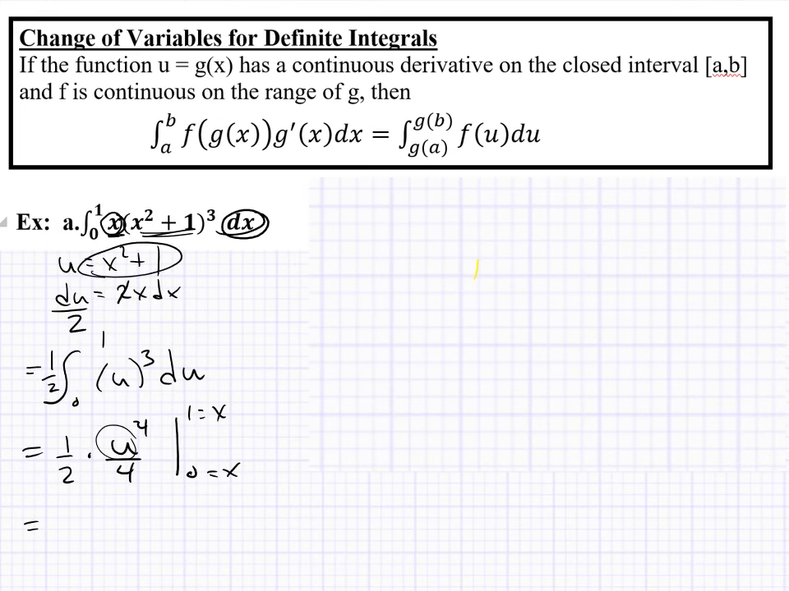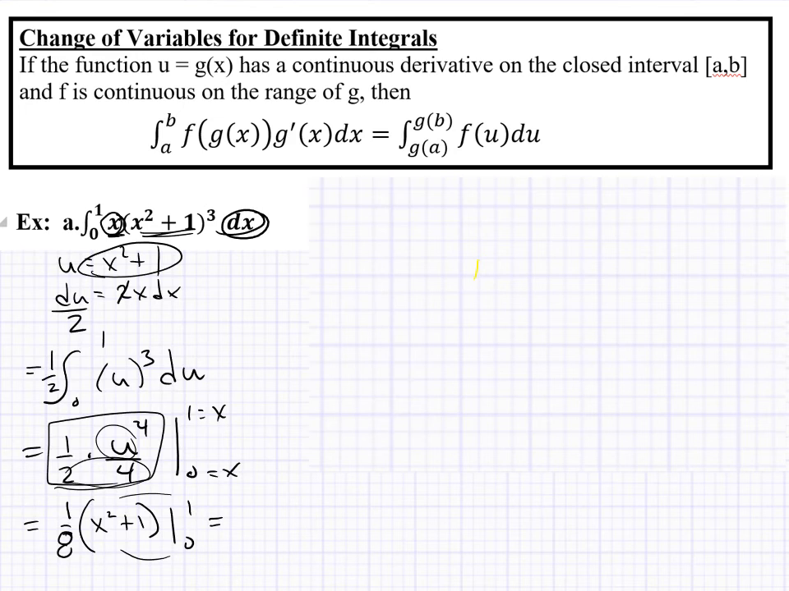Since u equals x squared plus 1, I'm going to say, okay, 1/8, because that's the 2 and the 4 multiplied together, times x squared plus 1 between 0 and 1. Now I can plug this in for x and subtract. So the idea that we always used to do when we did substitution last week was that we have to resubstitute back in. Well, that's the same thing here.